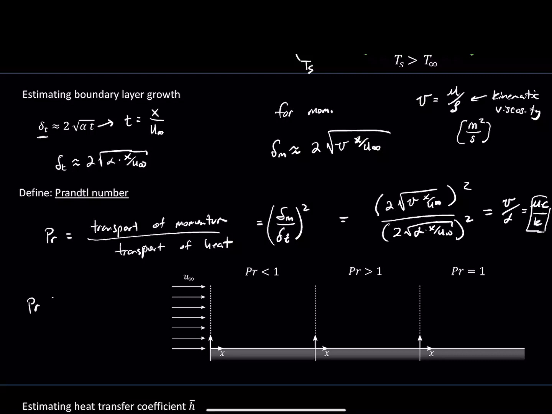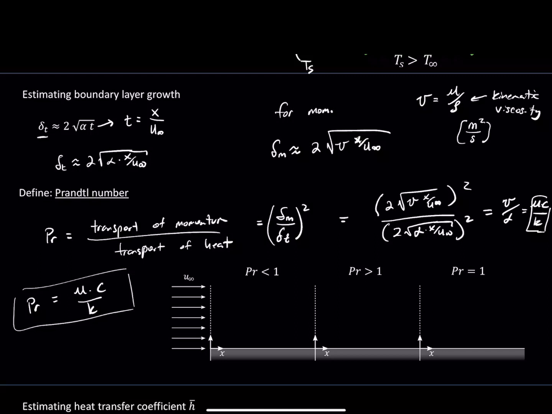So let me write it here. Prandtl equals mu times c over k. This is a property of the material, right? It's a property of the fluid. So the ability to transport momentum and the ability to transport heat depend on viscosity, heat capacity, and conductivity. It doesn't depend on the flow conditions. It doesn't depend on really anything else except for what these properties are.